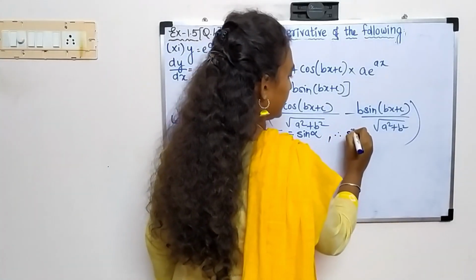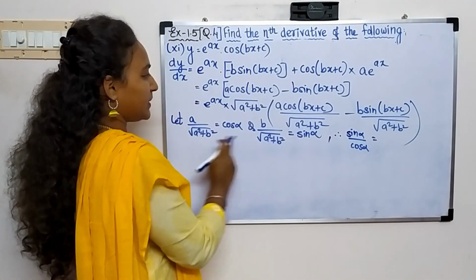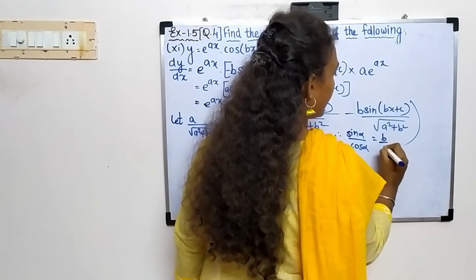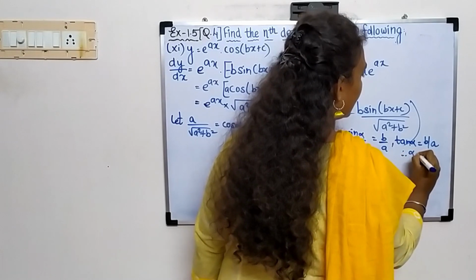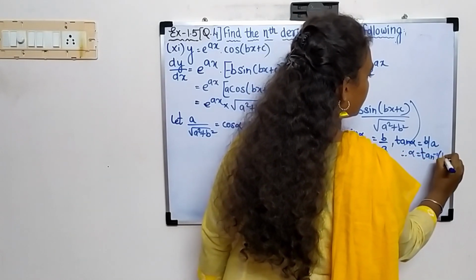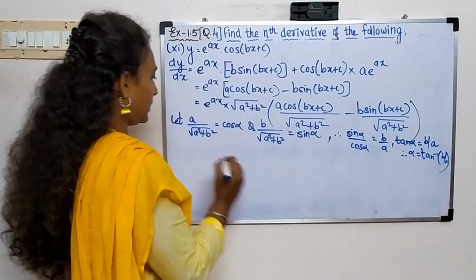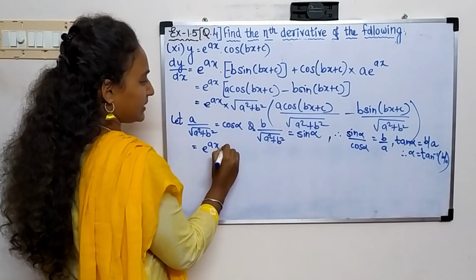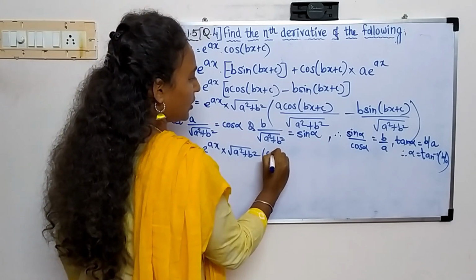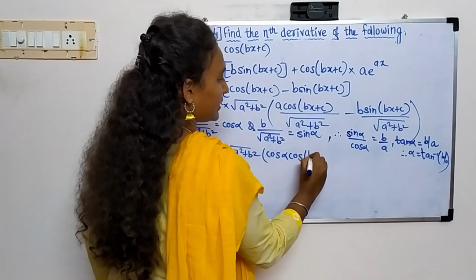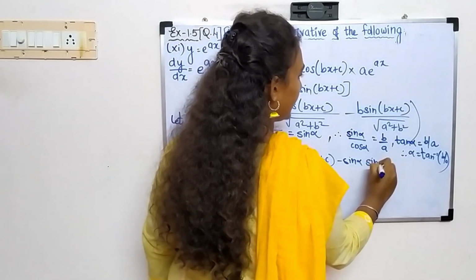Therefore, sin alpha upon cos alpha will be, this root a square plus b square will get cancelled, we will get b by a, that is tan alpha equal to b by a. Therefore, alpha equals tan inverse b by a. This is required for our simplification. Now this is equal to e raised to ax into root a square plus b square, into cos alpha cos bx plus c minus sin alpha sin bx plus c.